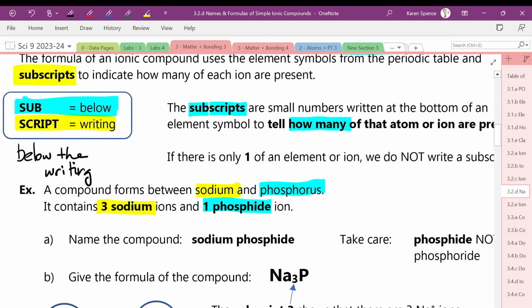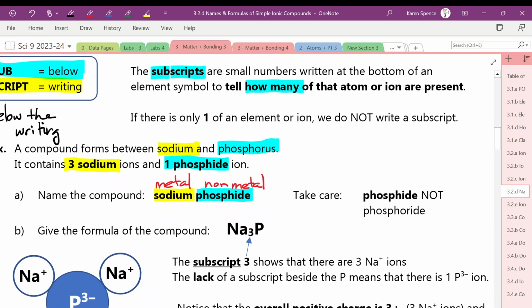So let's name that compound. The metal goes first, sodium. The phosphide goes second, the nonmetal. So we have our metal first, and then we have our non-metal second. Also take care, it's phosphide, not phosphoride. Okay, phosphide.